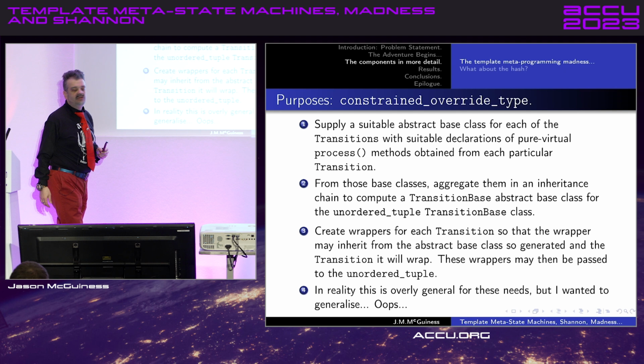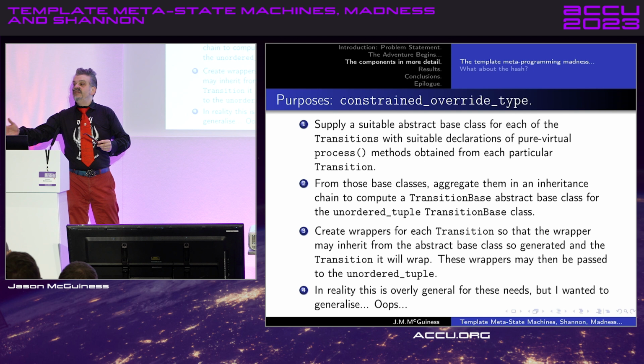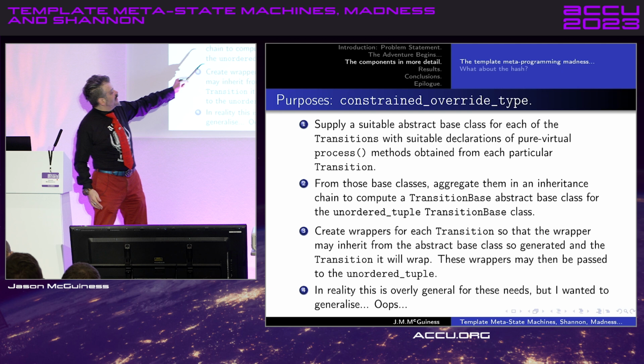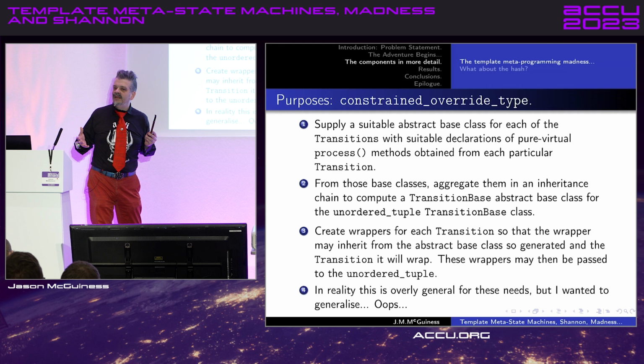You can see that, okay, this is abstract, but I need a wrapper. I need a concrete type, because obviously those abstract methods are not going to be exactly identical to the process methods in transition itself because of argument forwarding. What exactly are those types?